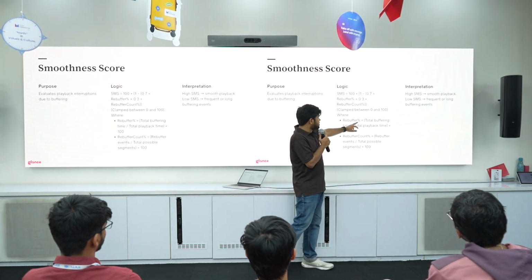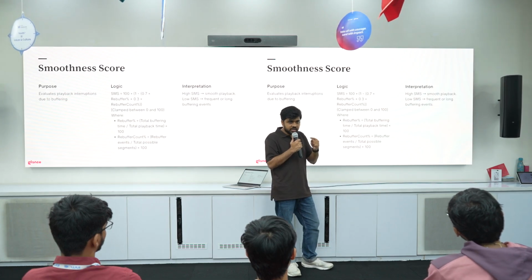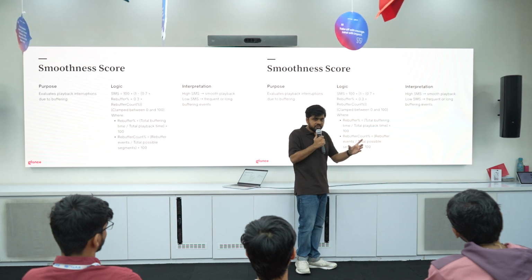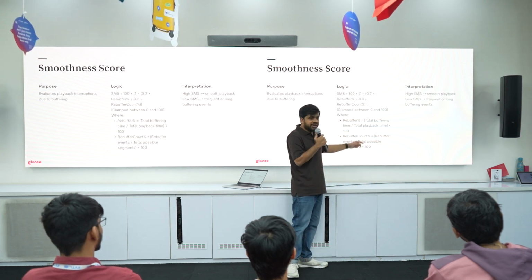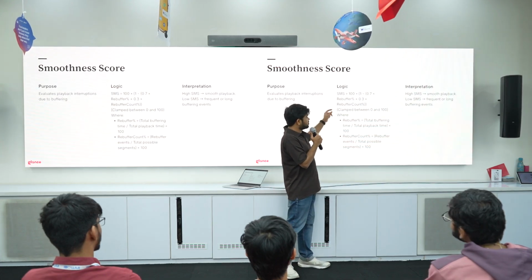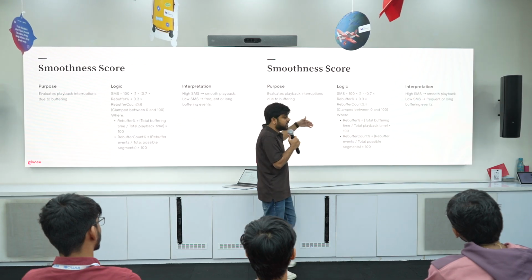Rebuffering percentage is the total amount of time spent by the user watching that rebuffer loader, divided by the total time spent by the user on that particular video. And the count is how many times the user sees that loader on the video. That's how we get a score between 0 to 100, and we will be able to justify the behavior of the user, the experience of the user.